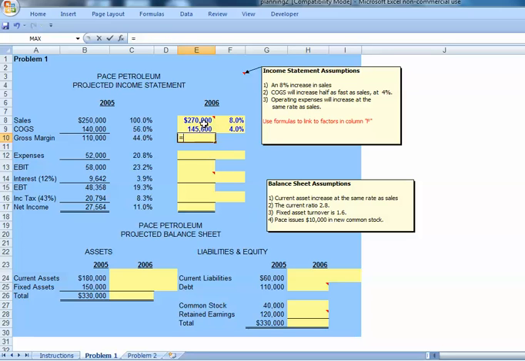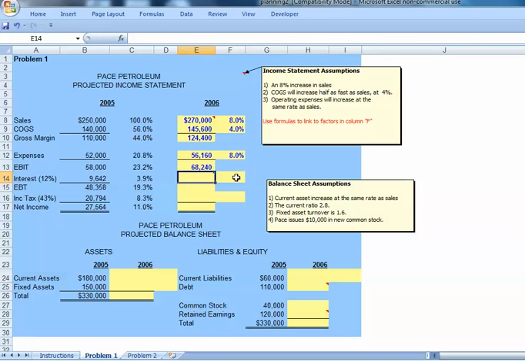Gross profit is simply what? Sales minus cost of goods sold. Our operating expenses will increase at the same rate as sales. So if sales are increasing by 8%, we want the same increase in operating expenses. So again, equals prior year times the quantity, 1 plus our 8%. Earnings before interest and taxes, gross margin minus expenses.